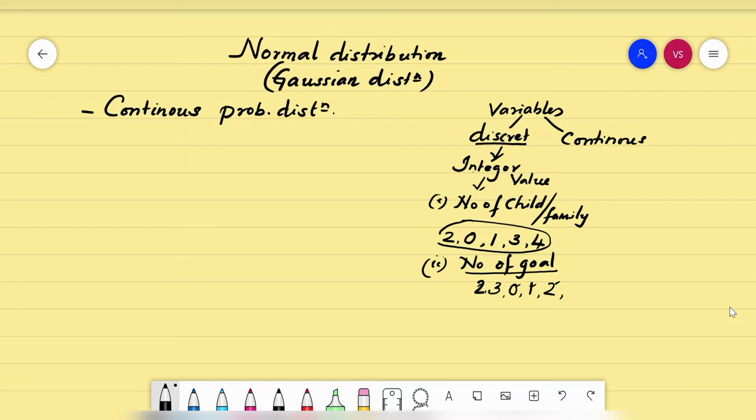And what about continuous variables? Continuous variables are those variables which can also be expressed in decimal form, students. What are those variables? Like heights, weights, marks, and income. All these are variables which can be expressed in the form of decimals. Since they can be expressed in decimals, their range will be very huge, students.